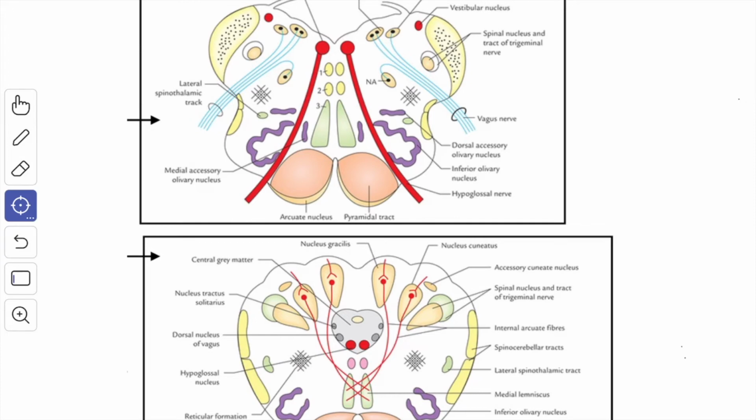The fibers of the hypoglossal nerve course ventrally, lateral to the medial lemniscus. This is the medial lemniscus. They emerge on the ventral aspect of the medulla as a series of about 12 rootlets in the sulcus between the pyramid and the olive to form the hypoglossal nerve.